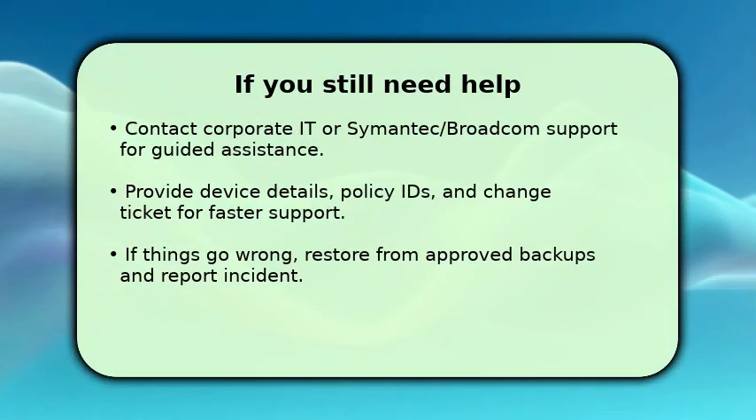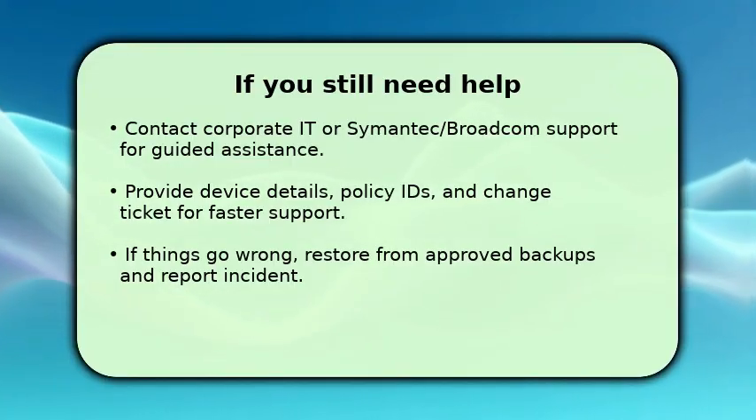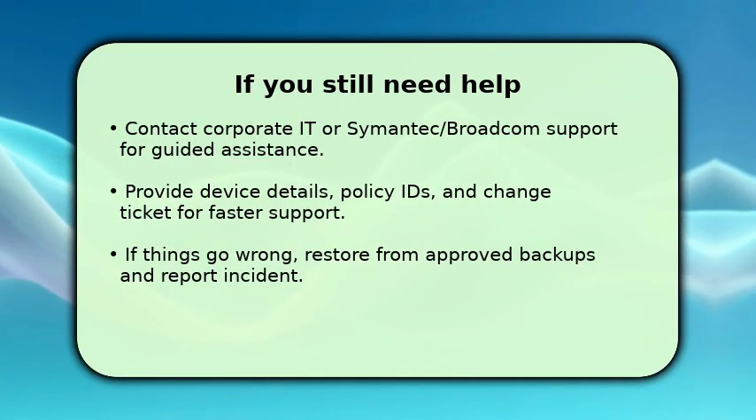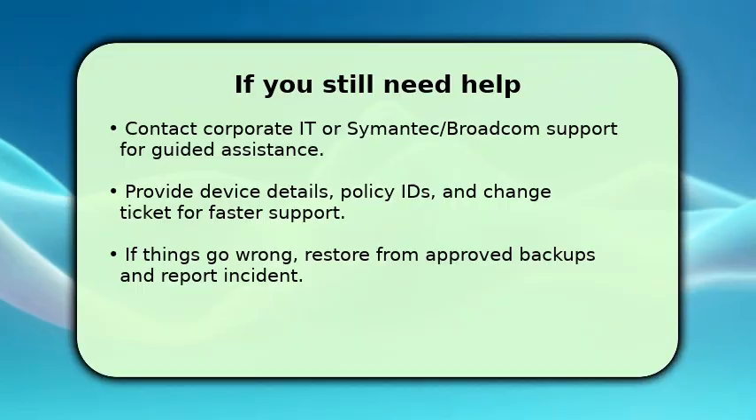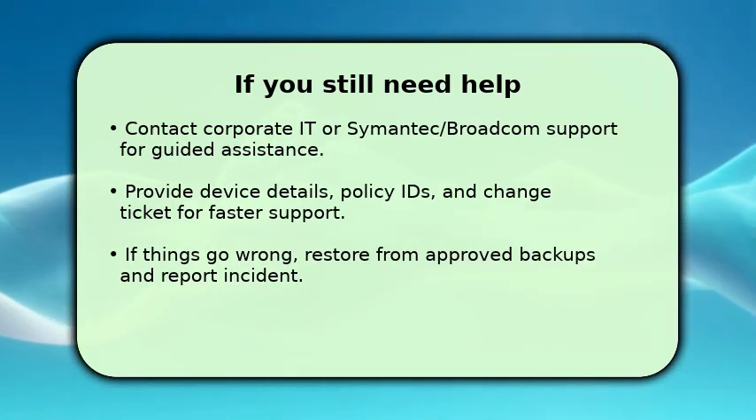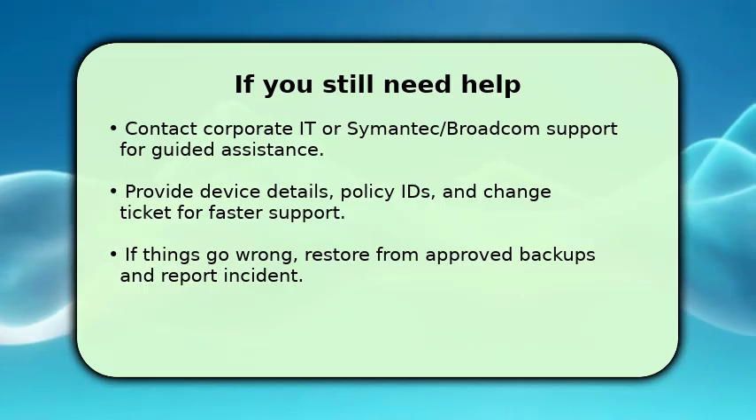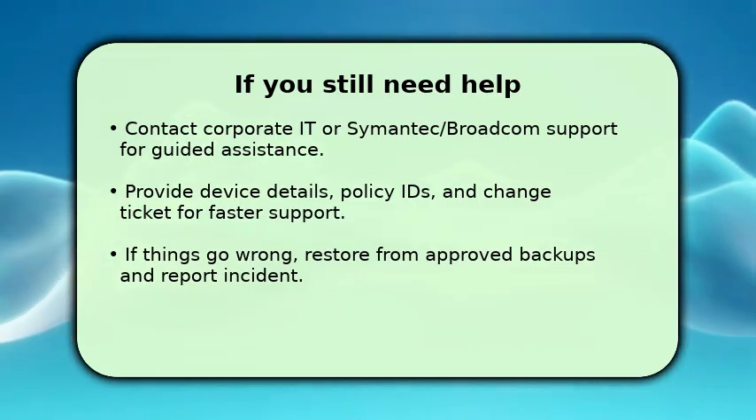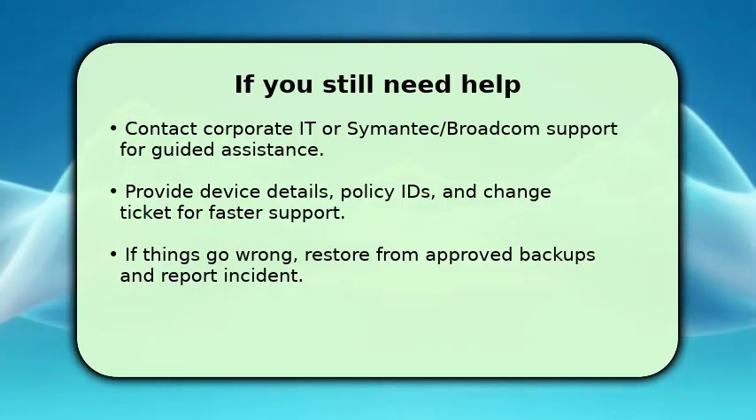If authorized personnel determine disabling is necessary, escalate to corporate IT or contact Symantec, Broadcom support for guided, auditable steps. Provide device names, policy ID, and your change control ticket so they can apply an approved method safely. Make sure to have verified backups and a rollback plan. Troubleshooting tip: if protection isn't restored as expected, stop further changes and escalate to your security team immediately so they can investigate and recover the system without increasing risk.